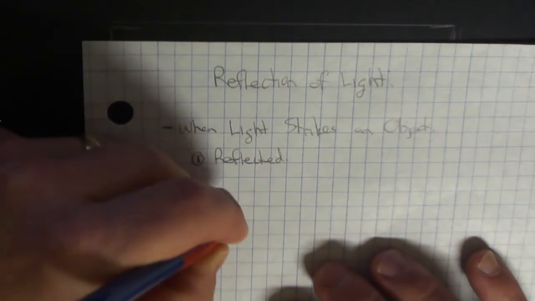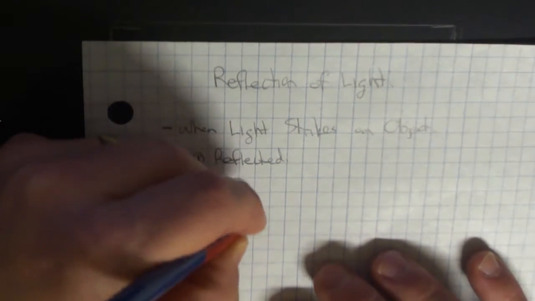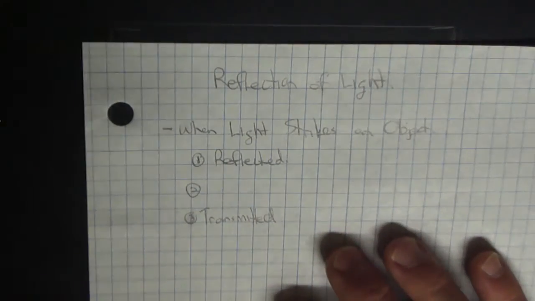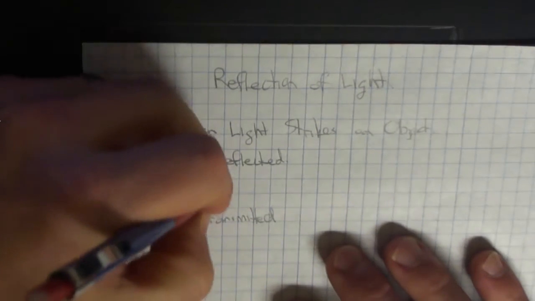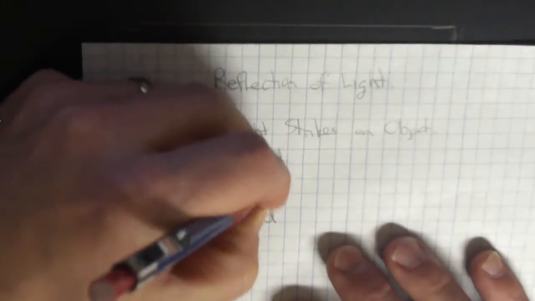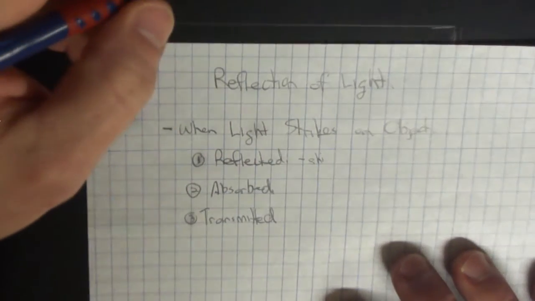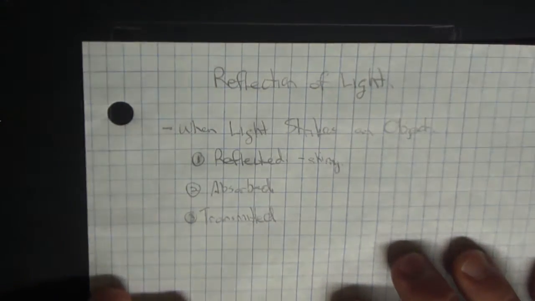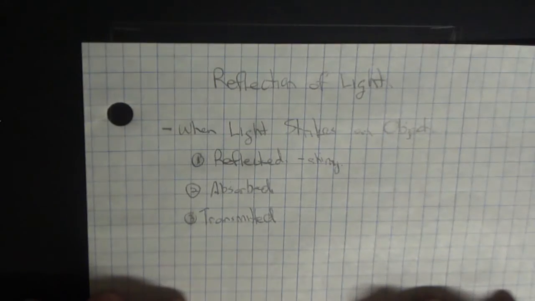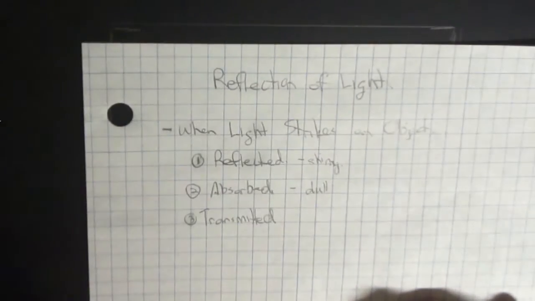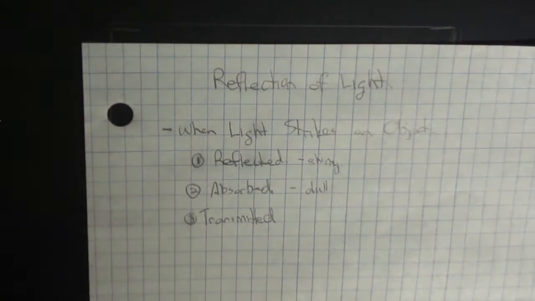It can be transmitted. The reason I'm putting that at the end is because I want to add some sub-things to the transmitted part. What else? It can be absorbed. When things are reflected, they can appear to be shiny. Things can be shiny if light is reflected a lot. When absorbed, things can be dull. In other words, there's not a lot of light coming off of it.